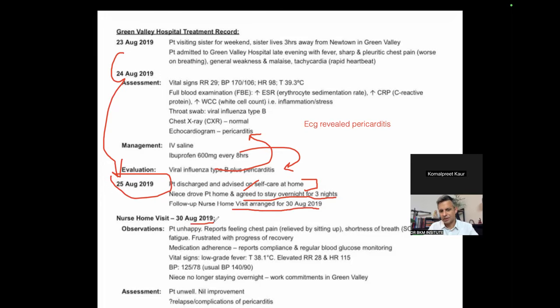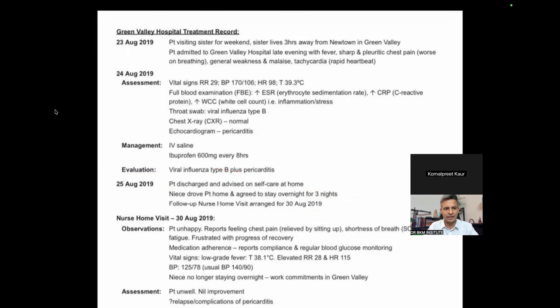Home visit, 30th August 2019. Done. Patient today. Today the patient is unhappy and she has reported. Now, whenever you are writing these things, you will write in the present tense. Now I will tell you about the present tense.